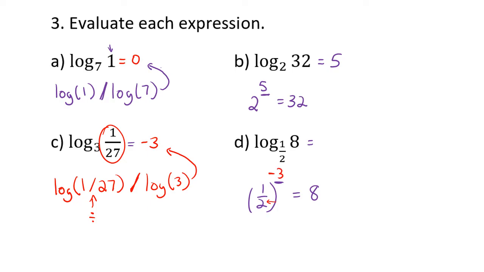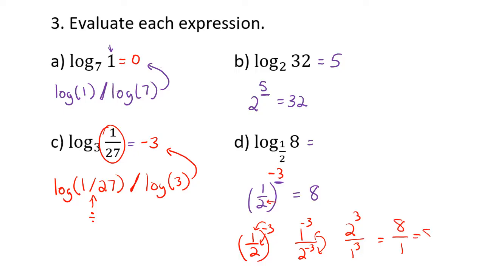A 3 does. And once again, the reason why this works, because if I have this as my problem, I would distribute that exponent to each part. So I'd have 1 to the negative 3, 2 to the negative 3. But I want those exponents to be positive, so I flip their position. So it's 2 to the 3rd and 1 to the 3rd. Well, 1 to the 3rd is 1, and 2 to the 3rd is 8, which just makes 8. That's why this works.